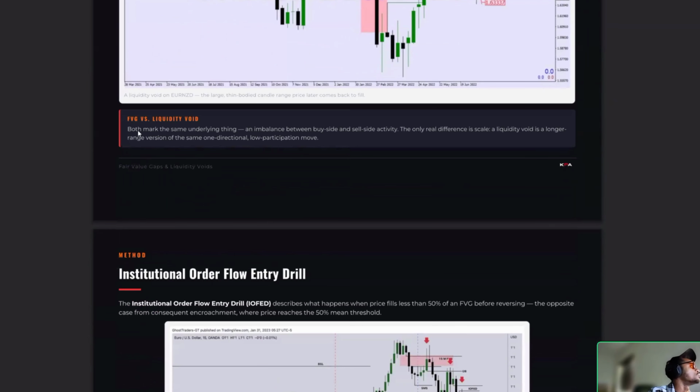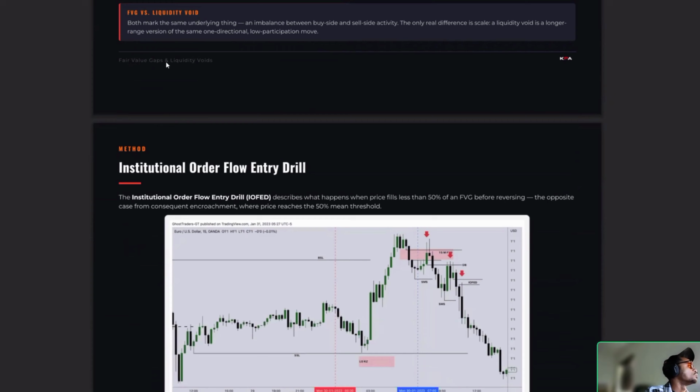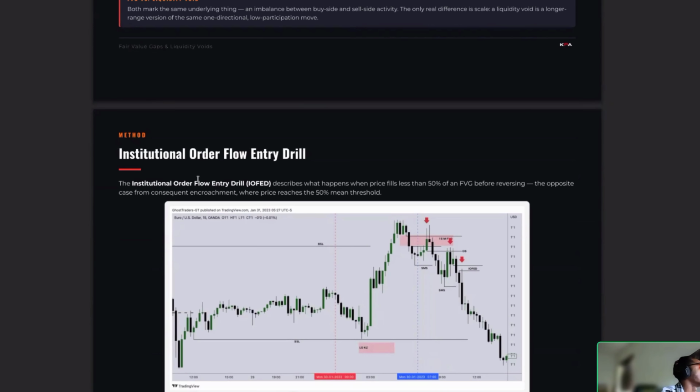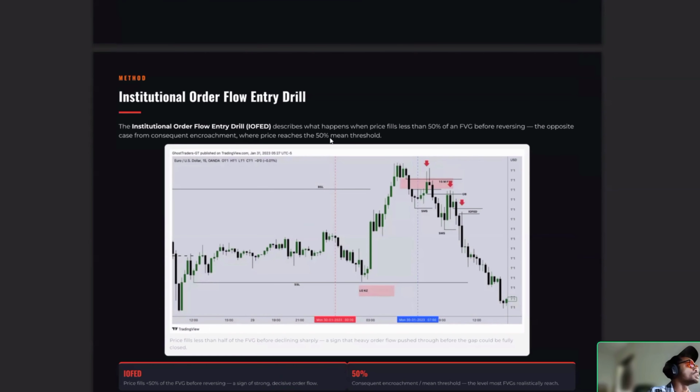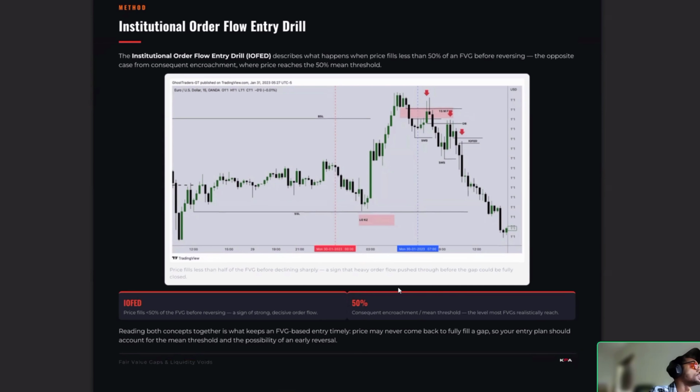All right, so cool. Next is FVG versus liquidity void. I feel like we already covered that. Institutional order flow entry drill, or IOFED, right? This just means that the market came less than 50% into the fair value gap. Essentially, 50% of your fair value gap is going to be your consequent encroachment, or your mean threshold. And then your IOFED is going to be when the market just taps into that area.